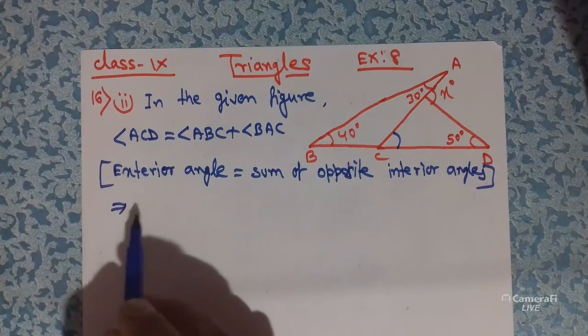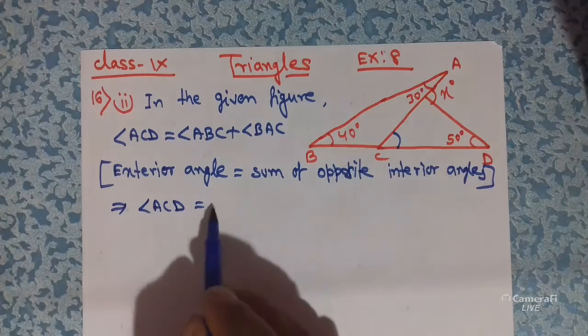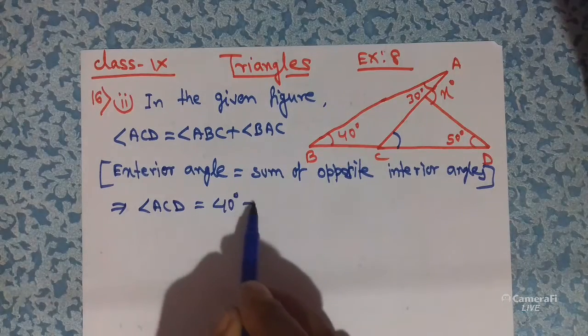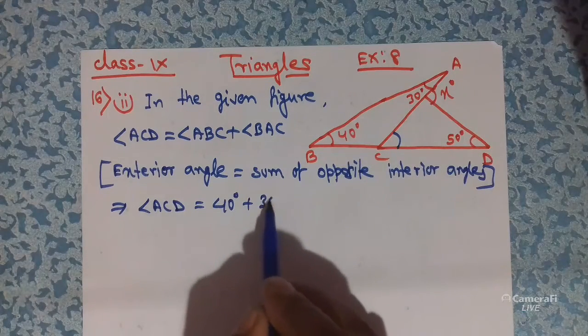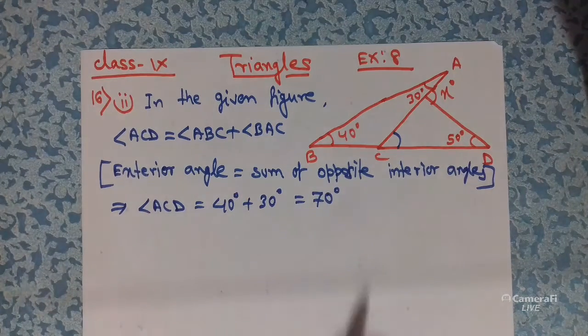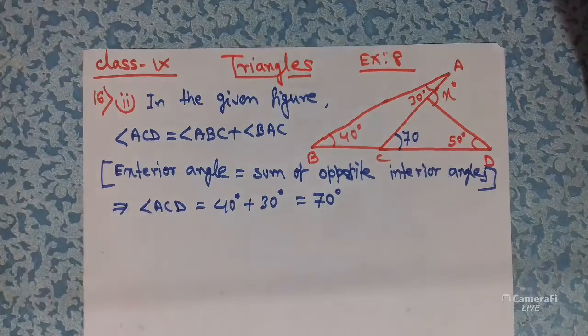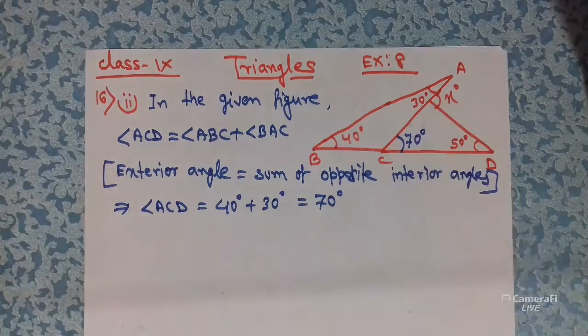So this implies angle ACD is equal to angle ABC, which is 40 degrees, plus angle BAC, which is 30 degrees. So it is equal to 70 degrees. So angle ACD is equal to 70 degrees. Here we have to find the value of x.